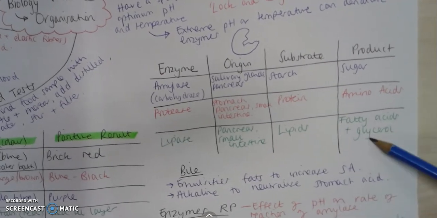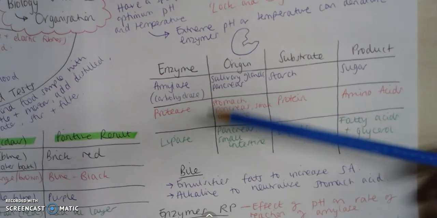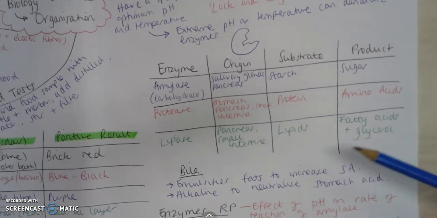Okay, so this is definitely worth learning off by heart. We need to know the enzyme name, the substrate name, where they're produced, and also the smaller soluble product that is formed.